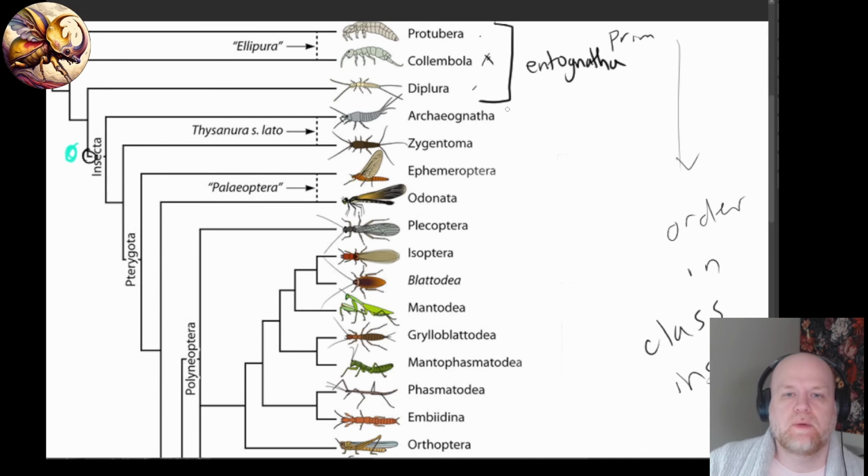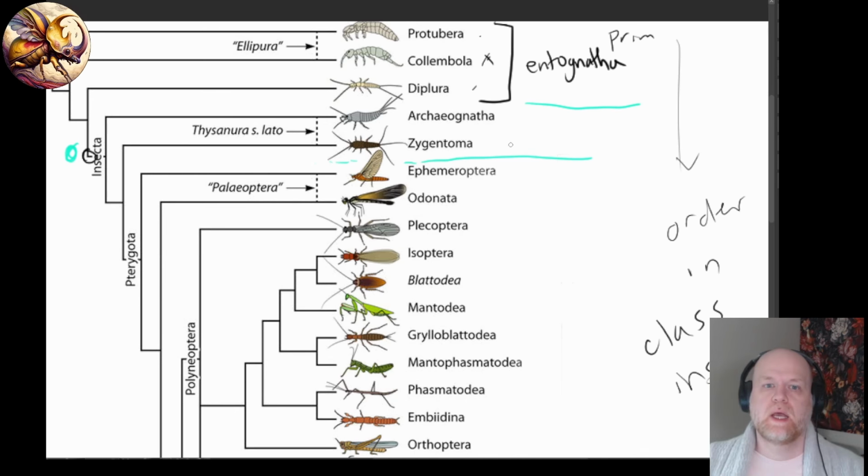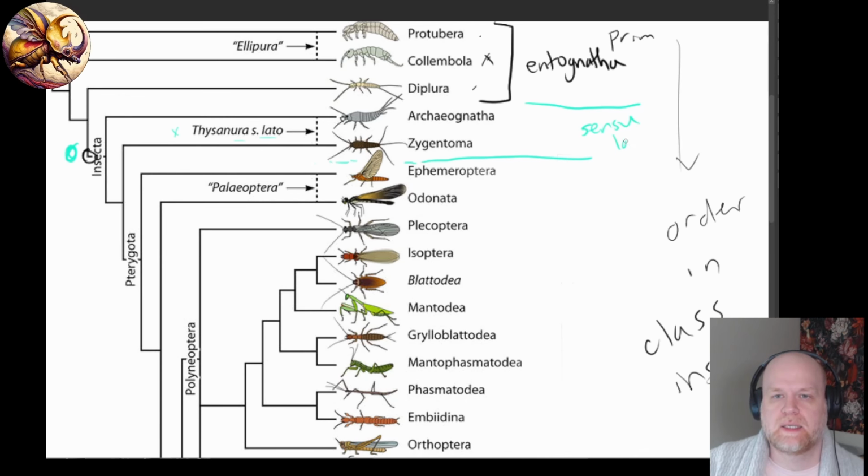So what I made reference to on the last slide, at this line here, these are two separate groups, the archaeognaths and the zygentoma. These are the silverfish and the firebrats. And you may have these living in your home. These used to be called the Thysanura. This here means Thysanura sensu lato, or lato. So sensu lato, this is used a lot in taxonomy. It's Latin for in a broad sense.